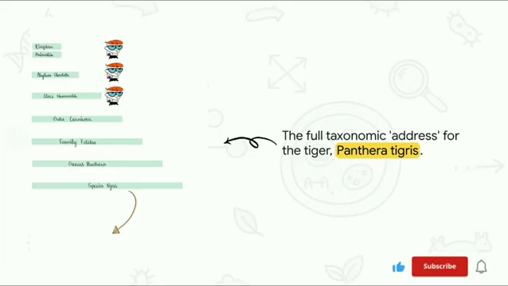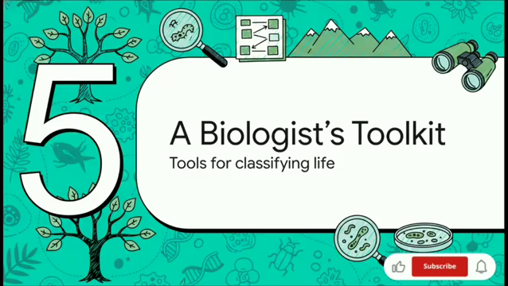And here it is, the whole shebang. The tiger's full address in the Book of Life. Kingdom, Animalia, phylum, Chordata. Class, Mammalia. Order, Carnivora. Family, Felidae. Genus, Panthera. And the unique species, tigris. Every living thing has an address just like this. So that's the system, that's the theory.